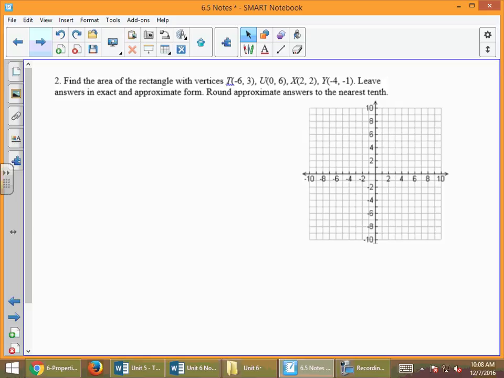So, number 2. Find the area of a rectangle with the vertices. Leave your answer in exact and approximate form. Round your answers to the nearest tenth.